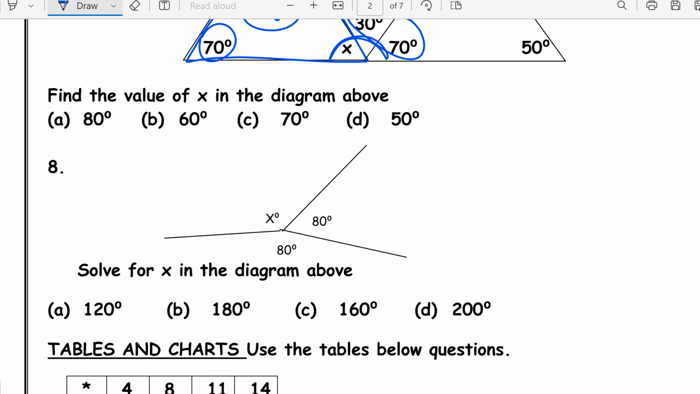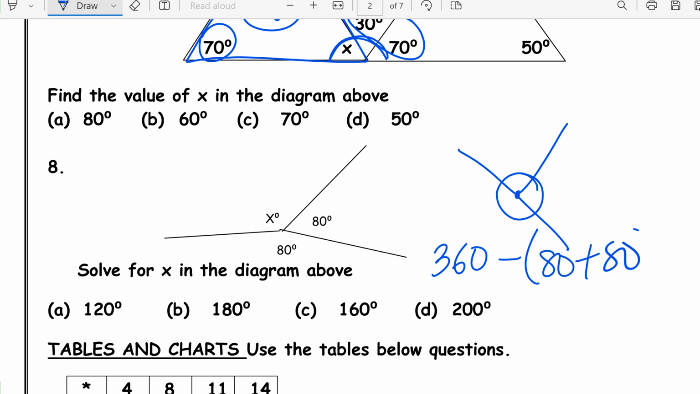So now quickly let's do number 8. This is called angle at a point. The total of everything is a circle, which gives you 360. So if everything equals 360, what do we do? You add these two, 80 plus 80, and you take it from 360. 360 minus 80 plus 80, then you get your answer. 80 plus 80 is 160, so you do 360 minus 160, pardon me. So you now get your answer. I want you to finish this.